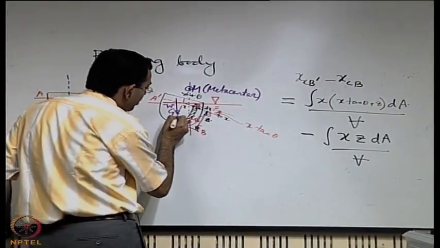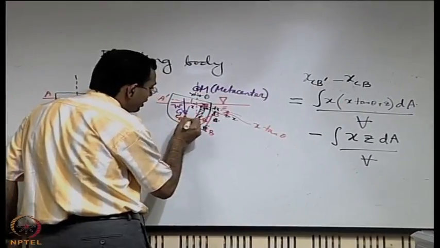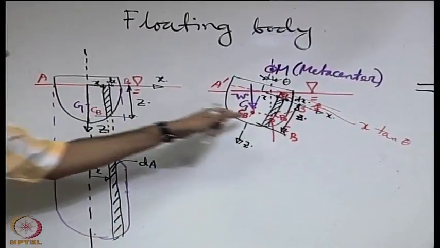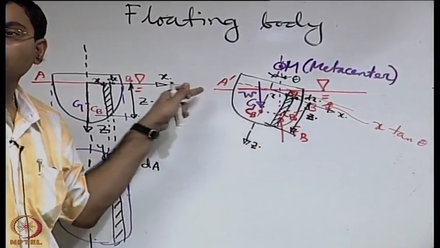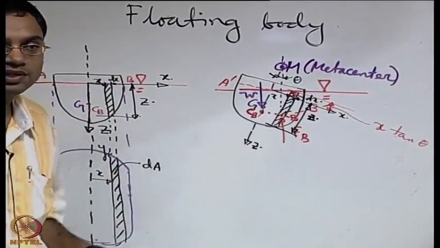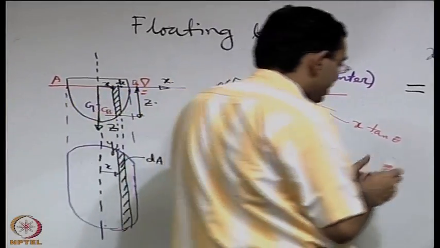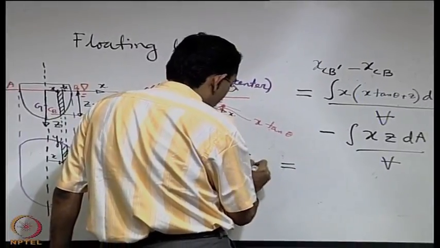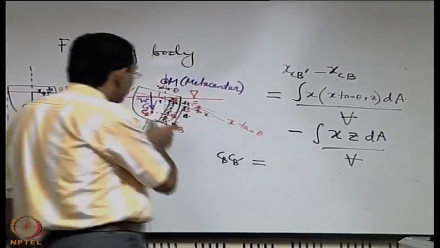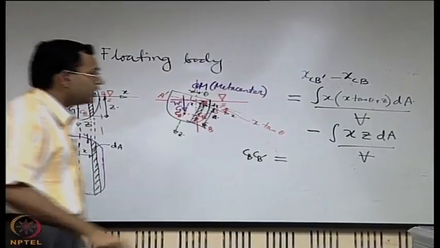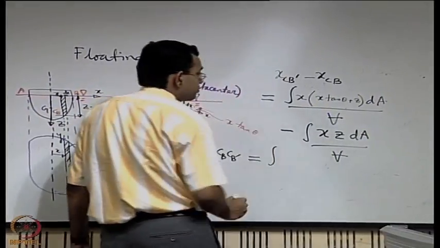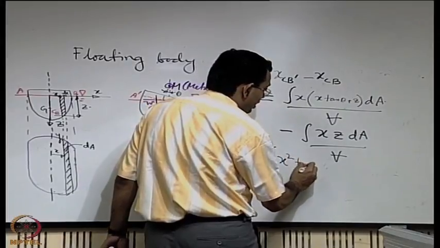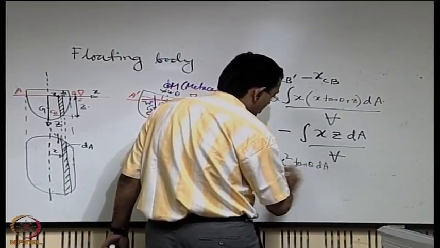It may be easier if we mark the original CB and the displaced CB here. So there has been a displacement from CB to CB prime, the location of the center of buoyancy has got shifted. So this is nothing but equal to CB CB prime, that is the length that we are talking about, and this is equal to integral of x square tan theta dA divided by V.